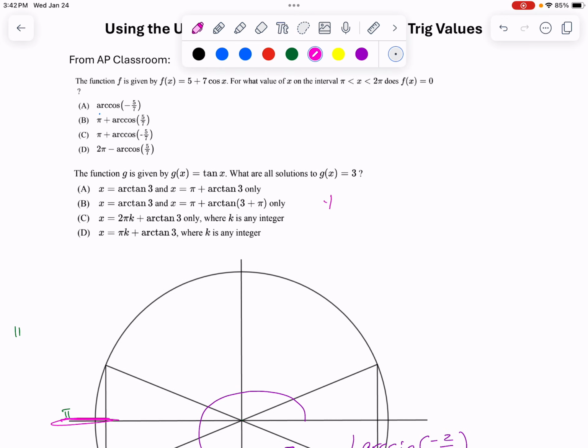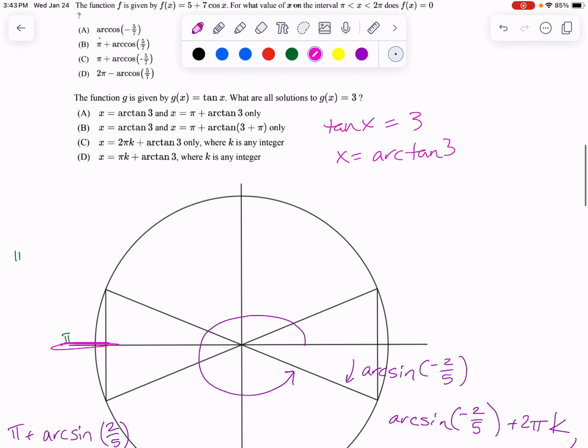They tell us tangent of x, we want to know when it equals 3. So x would be equal to arc tan of 3. Now, the inverse of tangent lives in quadrants 1 in the positive direction and 4 in the negative direction. Arctangent of 3, it's got a positive slope. It's going to look something like this. So then they say, what are the solutions?